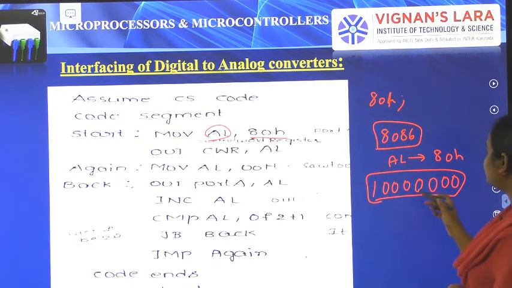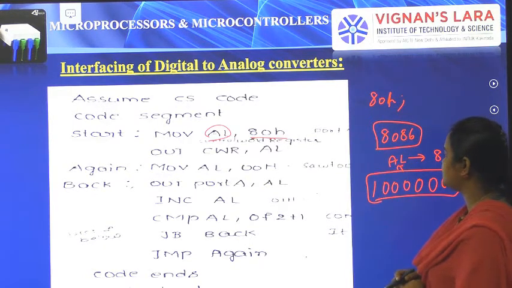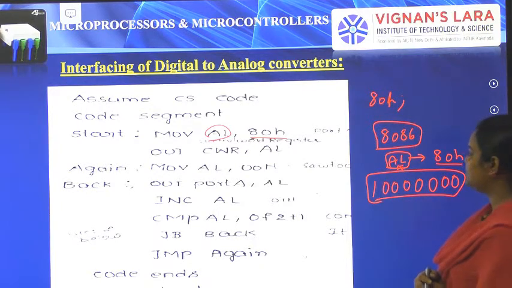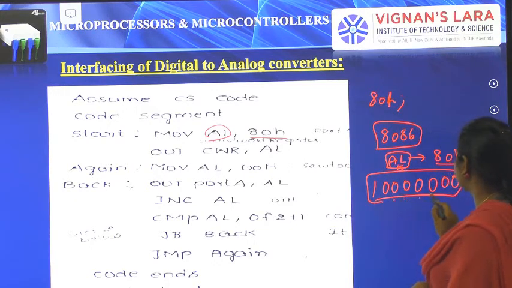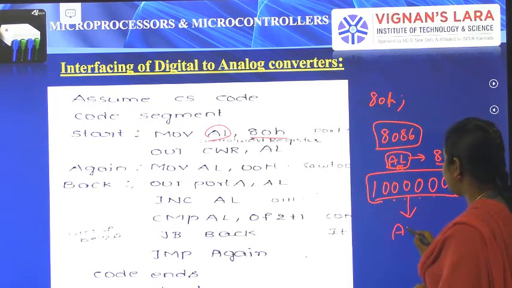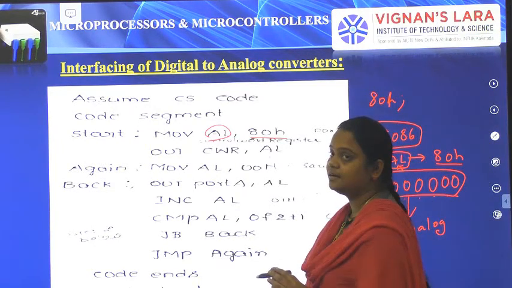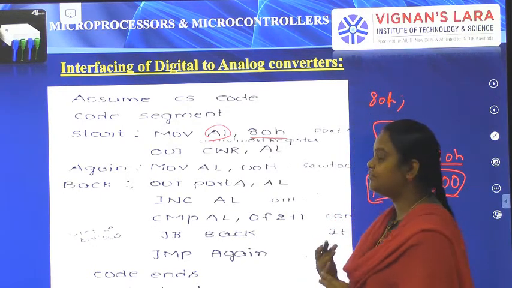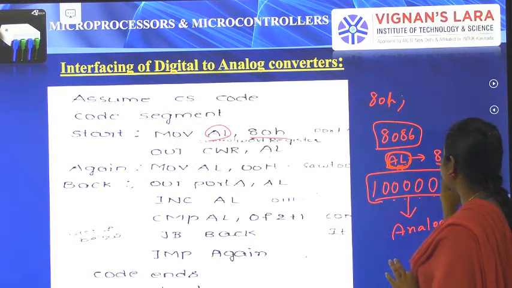Okay, so the AL register in the 8086 is initialized with 80H. The AL, which is having 10000000, is the digital data. This will be converted into analog data by using the 8255, which carries the information from the 8086 to the input output devices. The 8086 has the register AL with 80H.